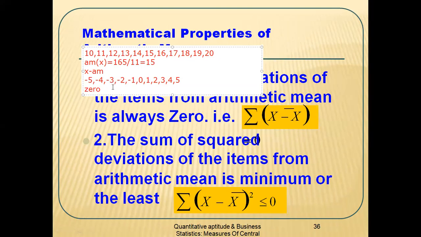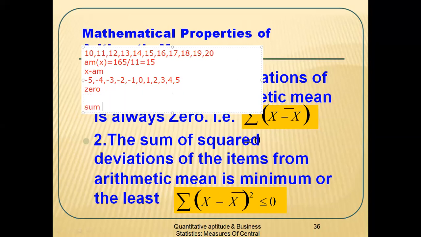Let me repeat that. The sum of deviations of observations from the arithmetic mean is always 0. That means the first step is that I have calculated the arithmetic mean. The arithmetic mean was 15.